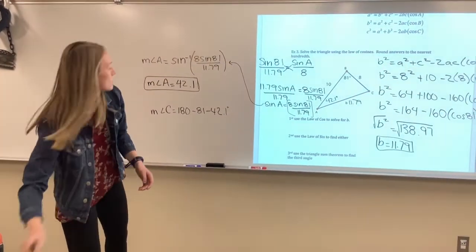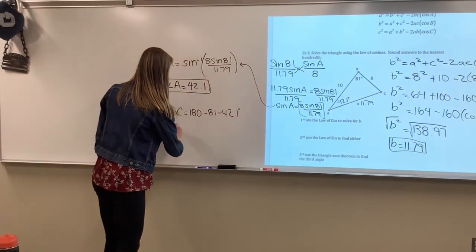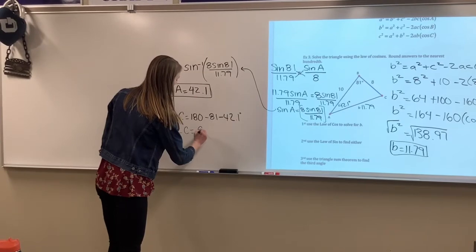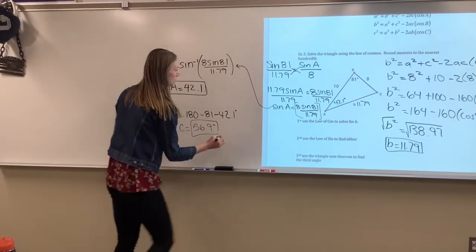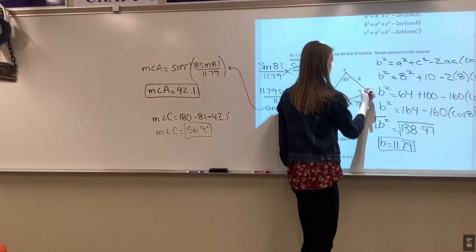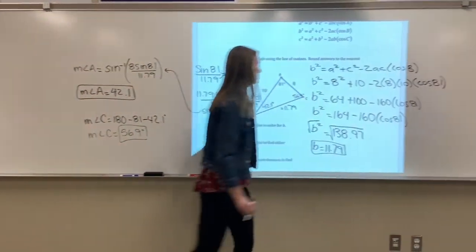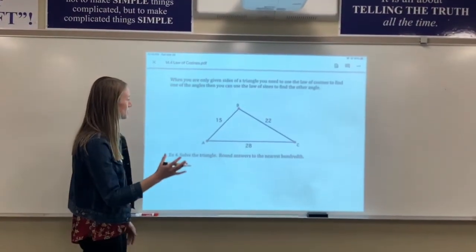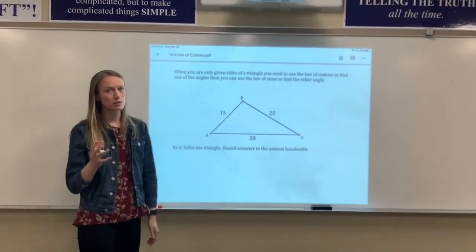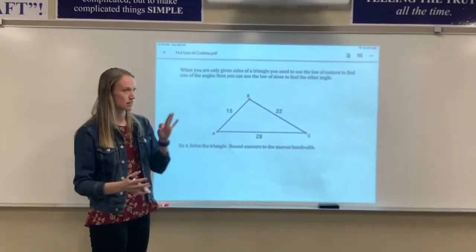You get 56.9. So the measure of angle C equals 56.9 degrees. That goes right here. Okay, so here's another example of law of cosines, but this time you're given 3 side lengths and no angles, so we have to find all 3 angles.